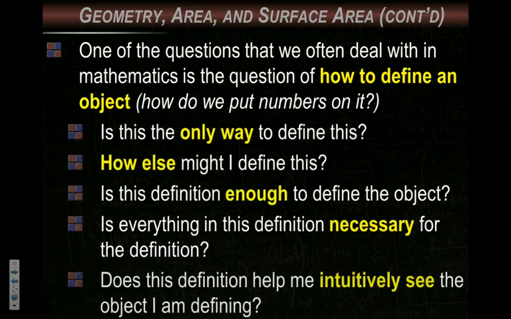One of the questions that we often have in mathematics is how do we even put numbers on an object? How do we define it? Why is that number 7 or 6 on your shoe size? What does that even mean? And is that the only way?